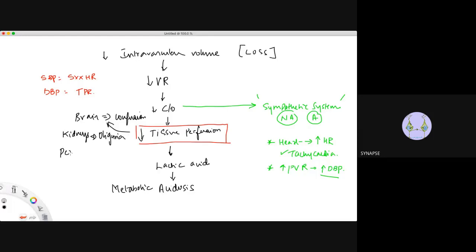Then decreased blood supply to the peripheral vasculature is going to result in cold, clammy skin. So basically, the peripheries will become cold. These three are the important clinical features of hypovolemic shock. So this is the compensated version.